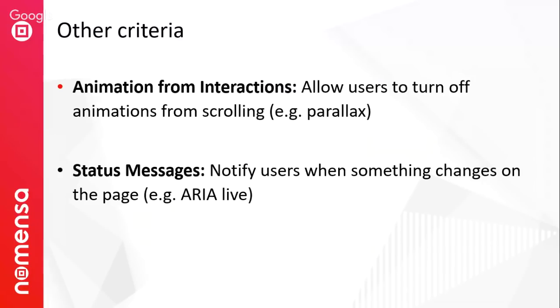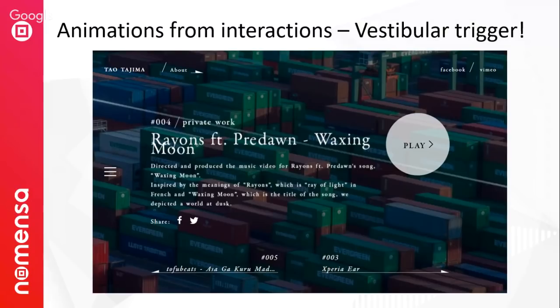And then we had 2 other sort of miscellaneous criteria. Animation from interactions and status messages. So the animation from interactions was for the benefit of people with vestibular disorders, where things like parallax, which is where you scroll down a page and things move at different speeds, can trigger some quite severe symptoms like migraines or nausea. There are certain websites, I've talked to somebody who said after using that website, I had to sit down, or lie down, in fact, for 3 hours.